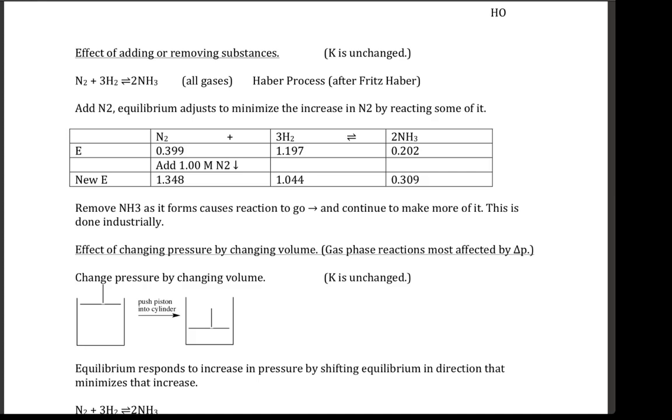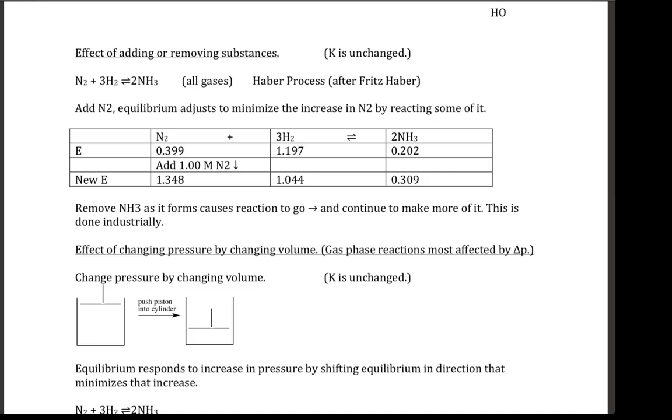Alrighty, so looking at the same reaction, N2 plus 3H2 in equilibrium with 2NH3, all gases, the Haber process. So let's say that we have that reaction at equilibrium, and let's say that our equilibrium values are given by that first row in the table. At equilibrium for N2, we have 0.399 molar. For H2, we have 1.197 molar. And for NH3, we have 0.202 molar.